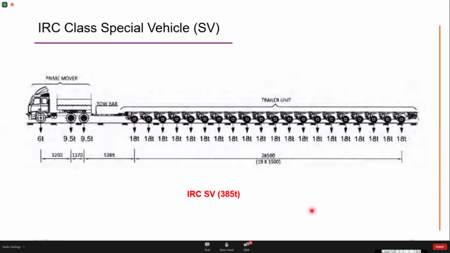This loading has been introduced very recently in the latest revision of IRC 6.